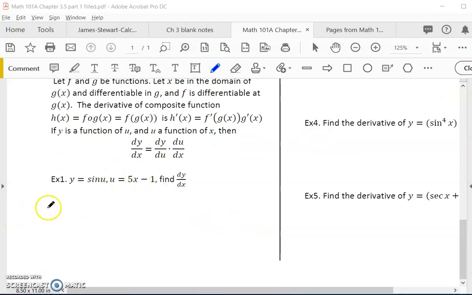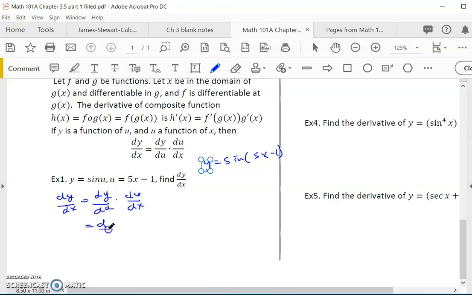The way we do it, I'll do an example. The first is y equal to sine u, but u is 5x minus 1. So basically your function is y equal to sine of 5x minus 1, but you write it so that u is 5x minus 1 and you have sine u for y. Find dy dx. I'm going to use the dy dx format. dy dx is equal to dy du first times du dx. So dy du means d du of y, which is sine u.